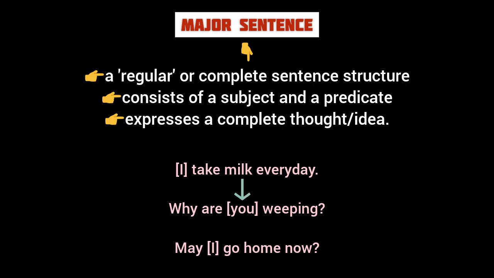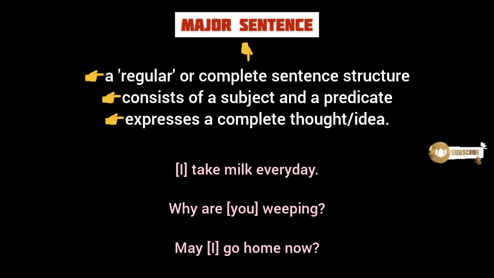Here the pronoun you is the subject and the remaining three words, why, are and weeping constitute the predicate. This is a full sentence structure and expresses a complete sense. And that is why this interrogative sentence is a major sentence in English grammar.